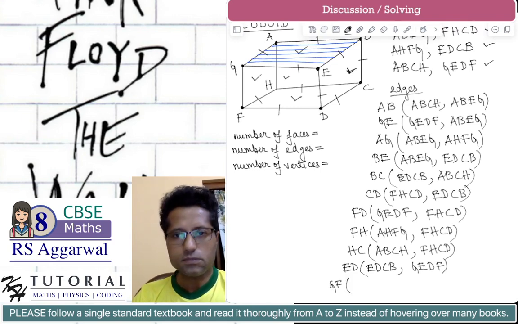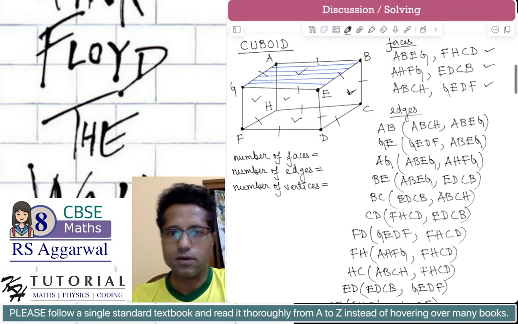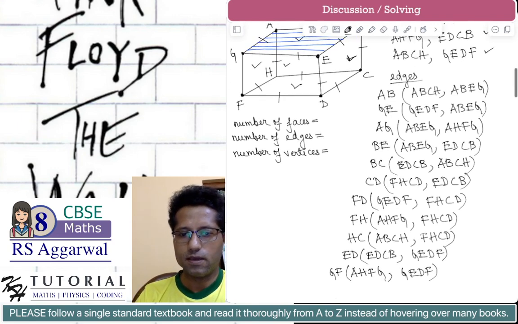Now for the edge GF, the one common face is the leftmost face, that is AHFG, and the face which is facing towards us, that is GEDF. And I do not think there are, okay, there is one more edge, that is AH.